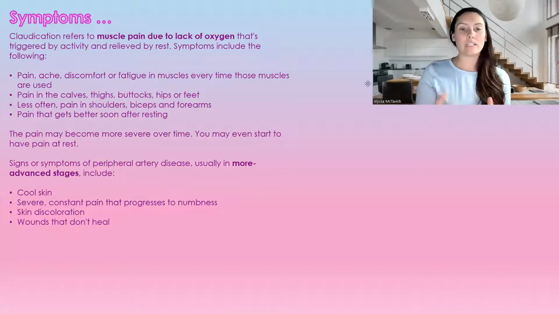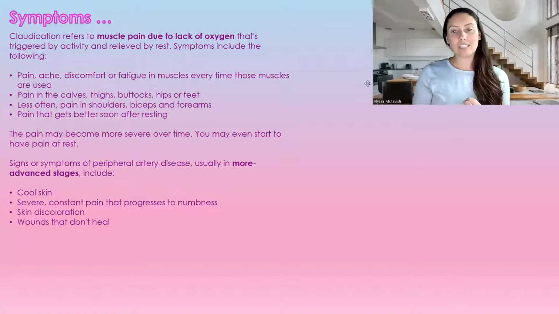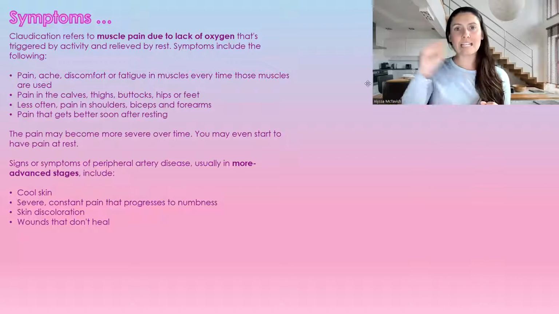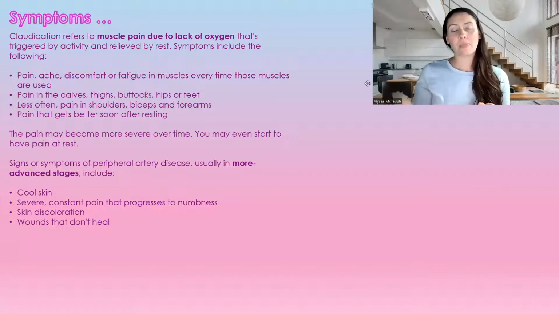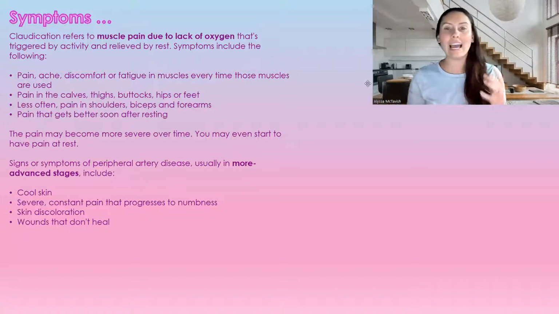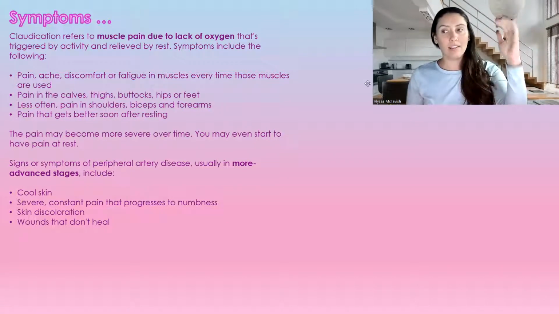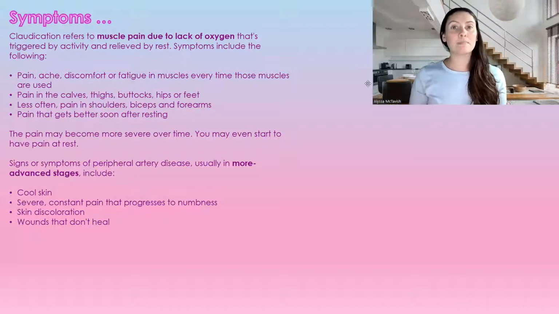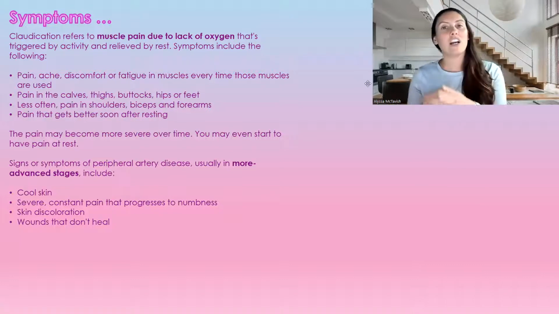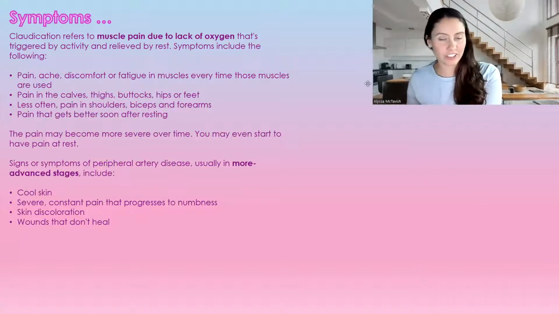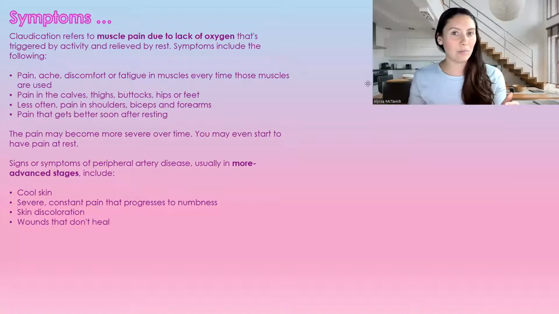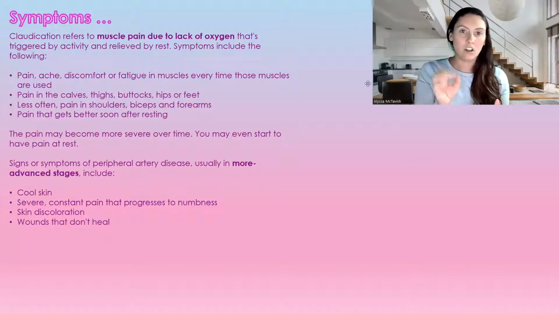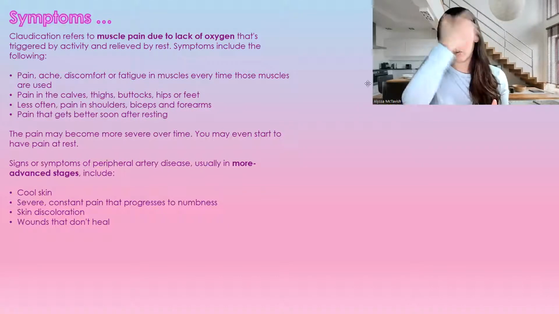And we can also experience in more advanced stages cool skin, severe constant pain that does progress to a numbness, skin discoloration, and wounds that will not heal. So when we have a lack of blood flow to our lower limbs, this is arterial disease, and it can cause arterial ulcers. Okay, so when we're not getting that blood flow, it can cause ulcers, and they're very painful, okay?